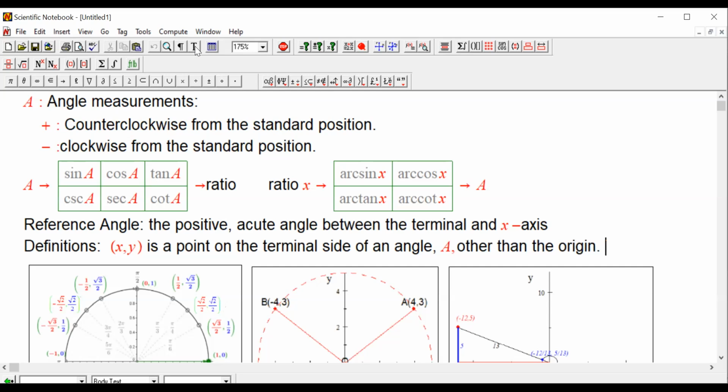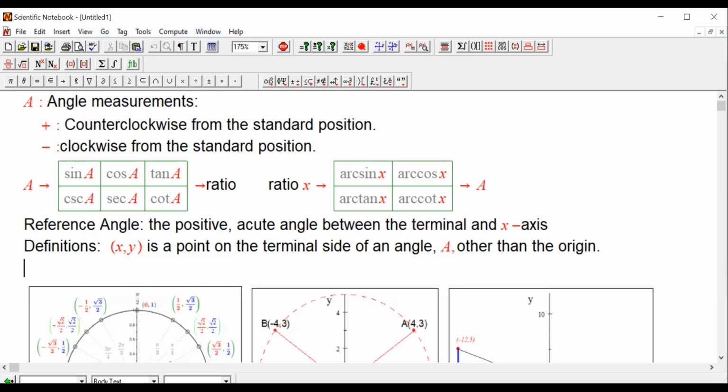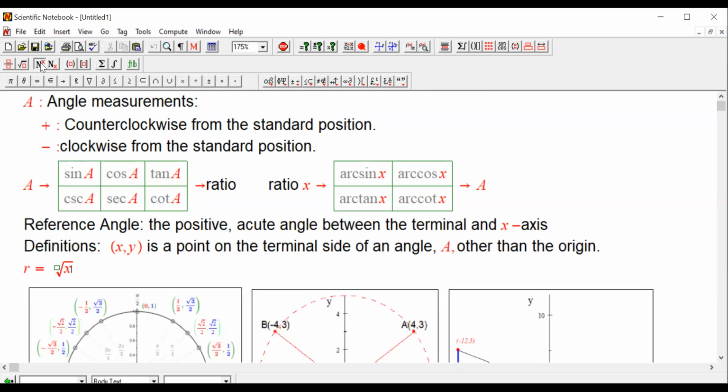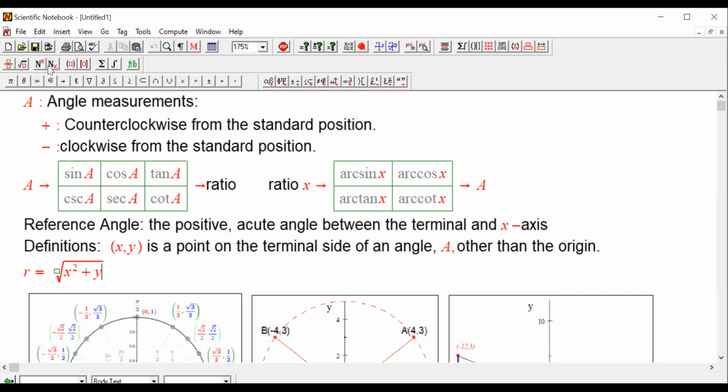This assumption guarantees, okay, the R, which is defined right afterwards, which is x squared plus y squared and being taken square root of. And this implies that R is always going to be positive. Okay, R is always positive.